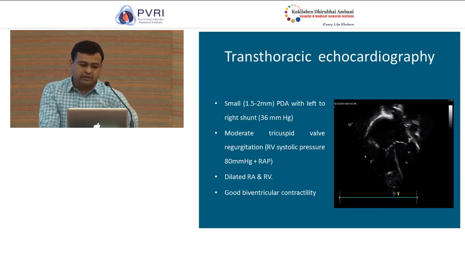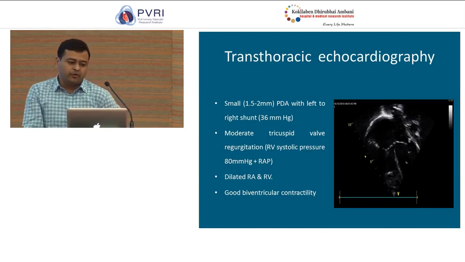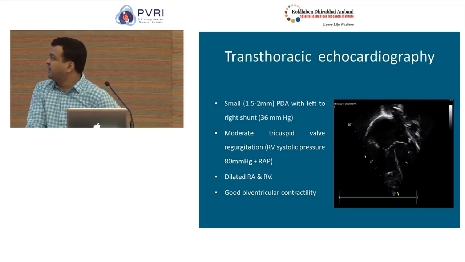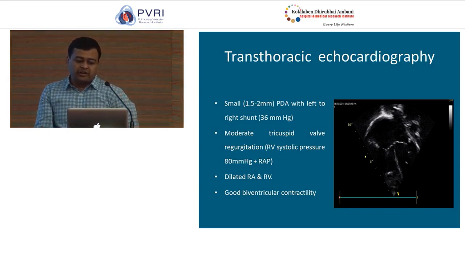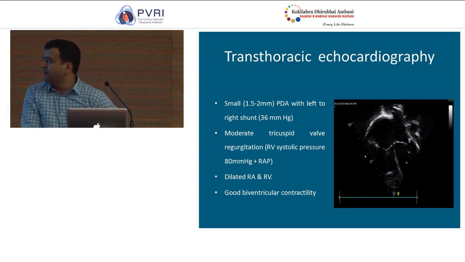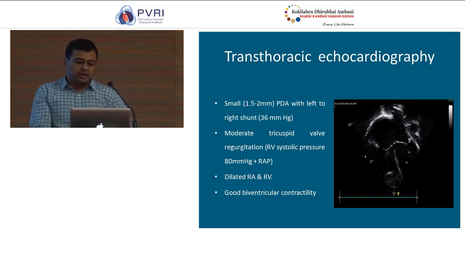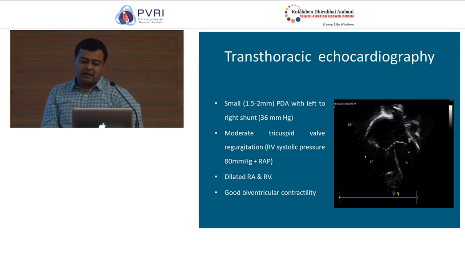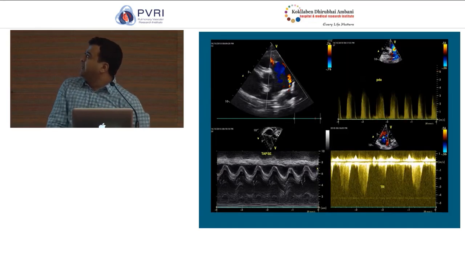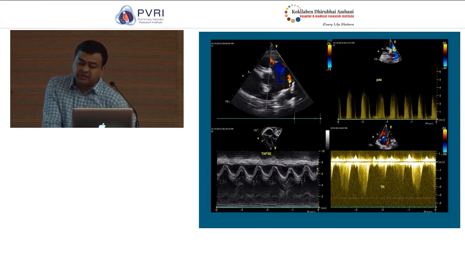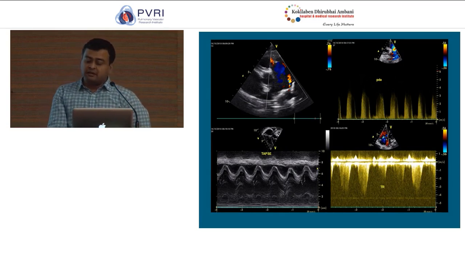Echo showed a small PDA, 1.5 to 2 millimeters, with the left to right shunt restricted by a gradient of 36. There was moderate tricuspid regurgitation with RV systolic pressure of 80 mm of mercury. He had dilated RA and RV with good biventricular contractility. The first image shows a PDA restricted by a gradient of 36. The TAPSE was normal, and the TR gradient was around 80.